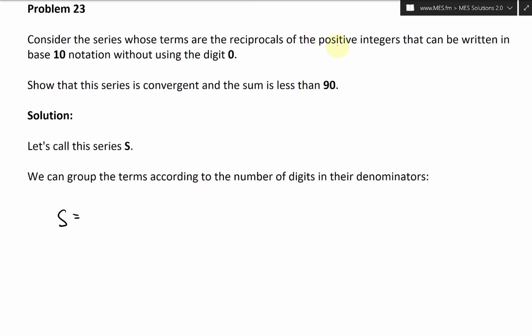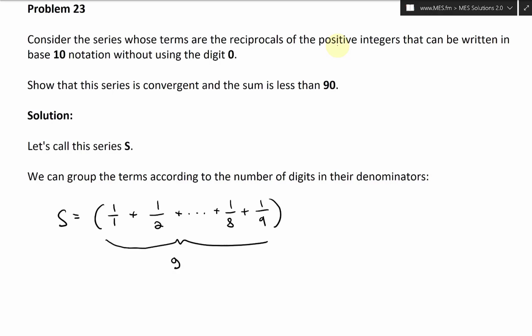In other words, we're going to have 1 over 1. That's the reciprocal of 1, it's 1 over 1. And then plus, the second is the number 2, a positive integer, so the reciprocal of that, plus dot, dot, dot. Then we're going to get plus 1 over 8, plus 1 over 9. And we can't get any further. We can't go 1 over 10, that's a 0 inside. So we'll stop this. I'm going to call this group G1.